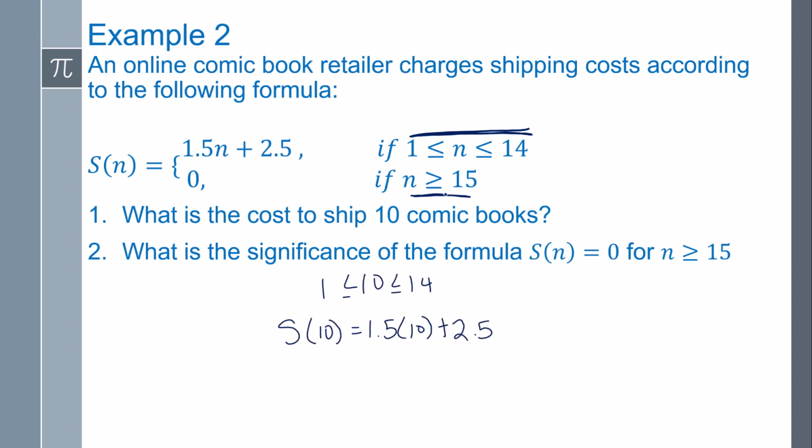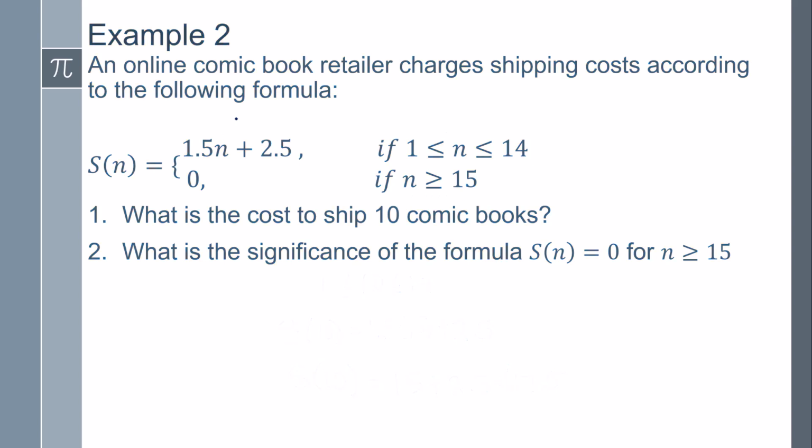Since 10 is between 1 and 14, we know we have to use the top equation. So I plug 10 into the top equation. So 1.5 times 10 plus 2.5, that's going to give me $17.50.